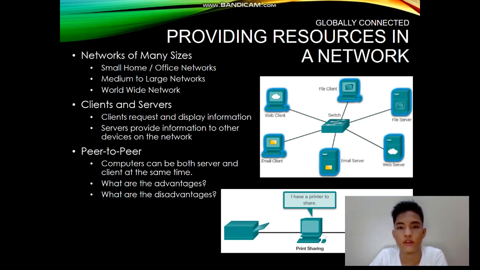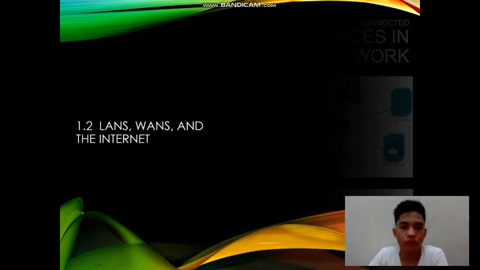Clients request and display information, while servers provide information to other devices on the network. In peer-to-peer, computers can be both server and client at the same time. Peer-to-peer has advantages and disadvantages. So as you can see, in this section we have clients and servers, peer-to-peer, and networks of many sizes.